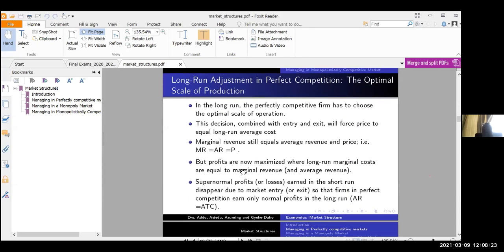All right, so if there's supernormal profits in the short run, that profit would disappear due to market entry, so that firms in a perfectly competitive market can only earn a normal profit, okay? Meaning that at least they will be able to cover the average cost, or in this case, the additional revenue they earn will just cover the cost. They will not make supernormal profit. They will not make profits beyond the average total costs.